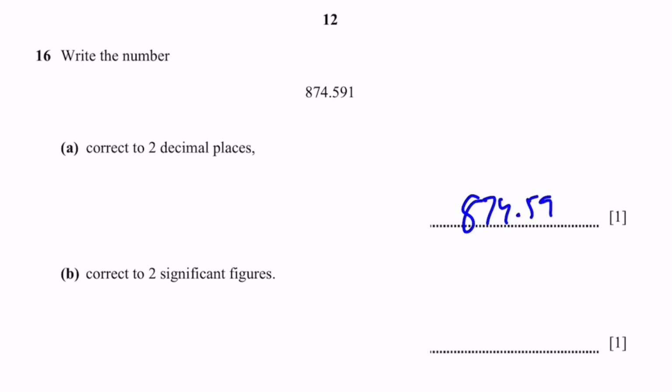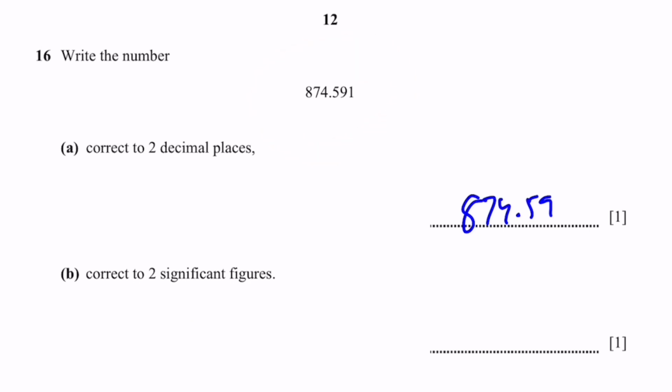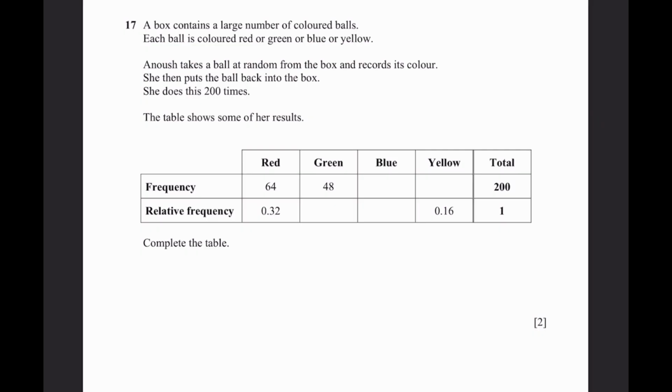874.591, correct to 2 significant figures. The first significant figure is 8 on the left, and the second is 7. The third one is 4 and it's less than 5, therefore we don't change anything. 870. Question 17. A box contains a large number of colored balls.